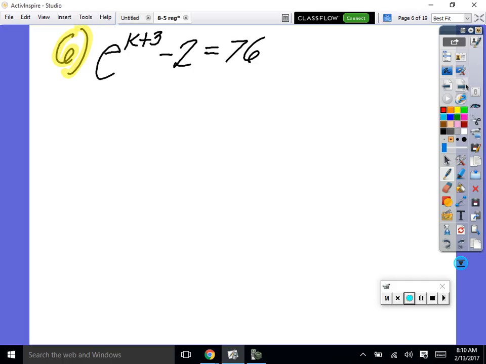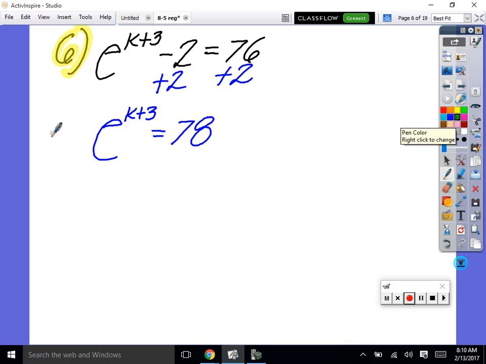No, we have to isolate the exponential first. So our first step would be to add 2 to both sides. So we have e raised to the k plus 3 equals 78. And now because the base is isolated, we can now undo it. So how do you undo e?